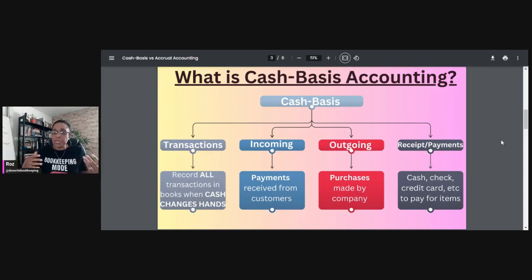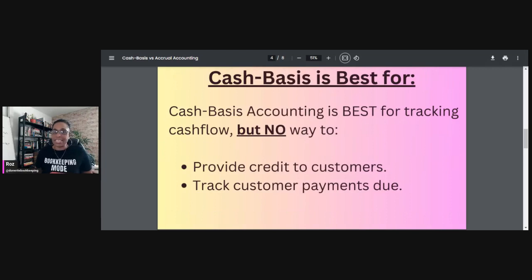And then there are receipt payments. So just understand how you're receiving your payment, or how you're paying for the different products that you need, based on cash, check, credit card, etc., to pay for the item. Simple, clean cut. That's cash basis accounting, right?